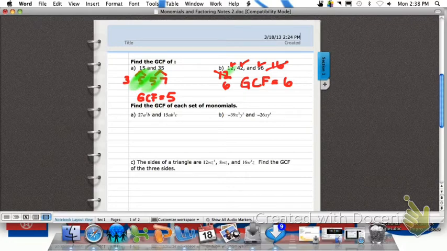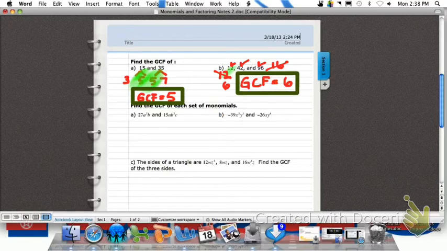Okay, let's go ahead and look at the next example. Okay, on the next one it says find the GCF of each of the set of monomials. Okay? So here I'm doing the same thing as I did before.